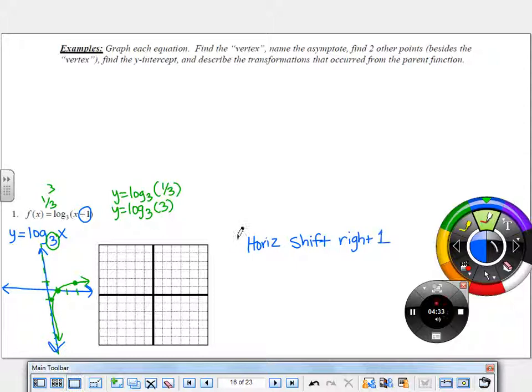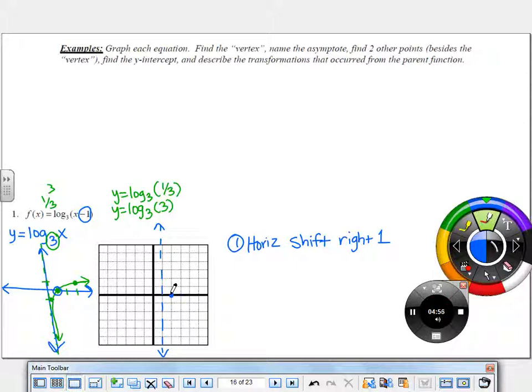So basically my graph will be complete if I do this one transformation and just shift everything to the right one. Since my asymptote is vertical now, that means shifting left and right changes the place of my asymptote. So my asymptote goes here at 1 now. This point, the vertex point, that was at (1, 0) is now at (2, 0).